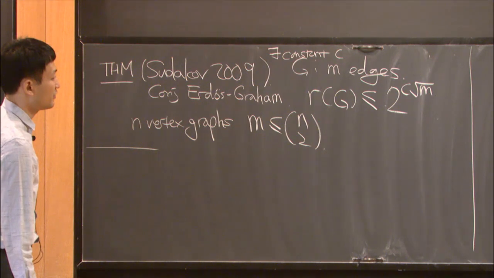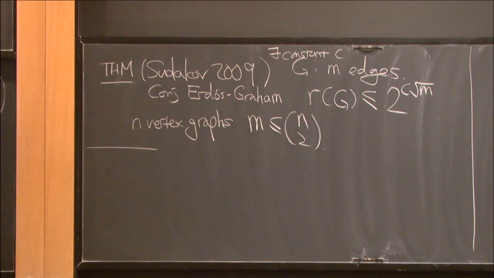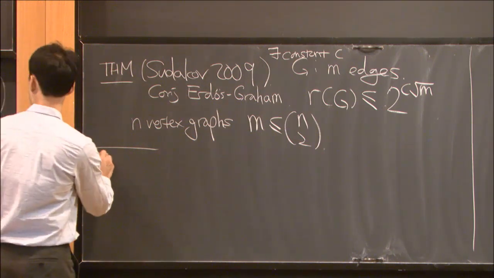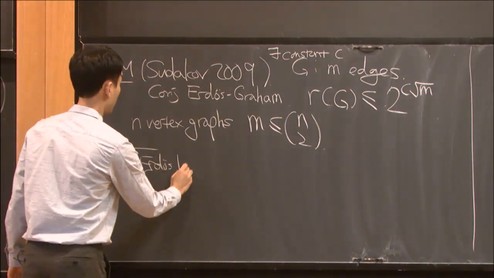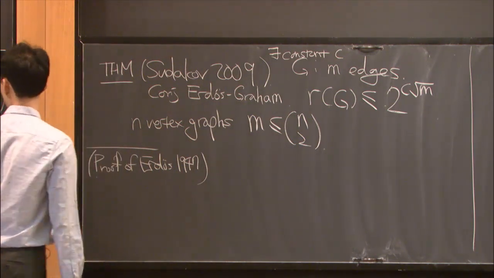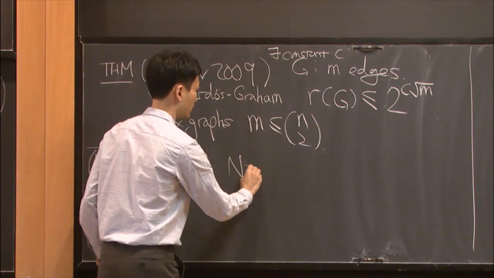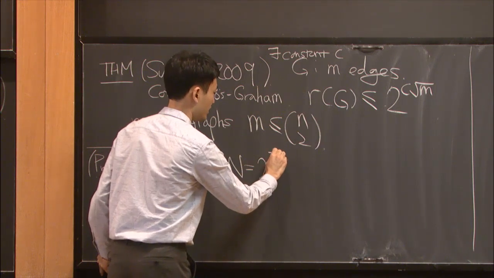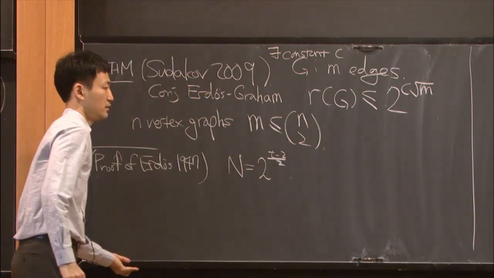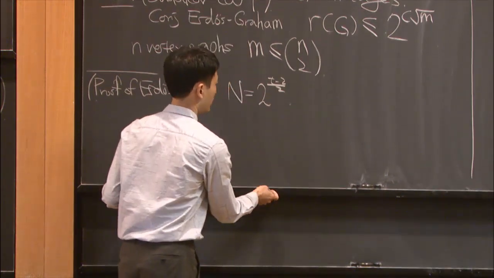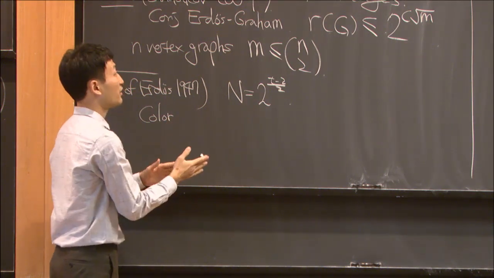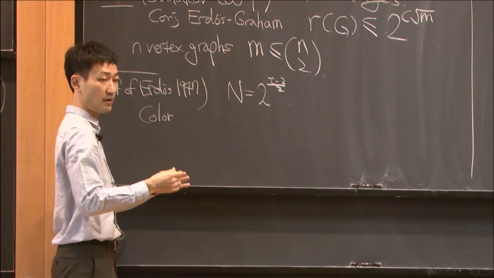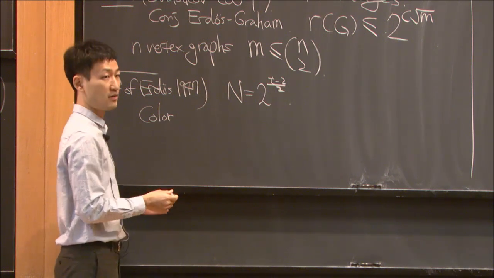Before doing that, let me show you the proof of this lower bound. It's a really simple proof. Proof of Erdős, 1947. I will take n to be 2 to the (t minus 2) over 2. I have to give you an edge coloring of the complete graph without a monochromatic copy of K_t.